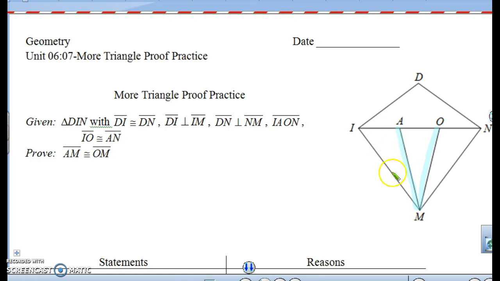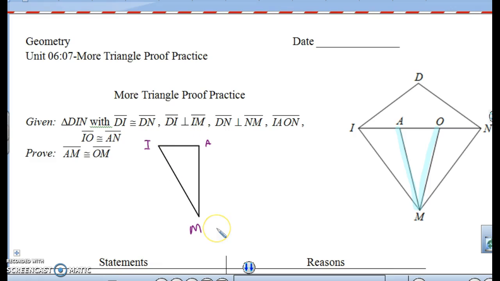Well, those two sides are part of the triangles IAM and NOM, or triangle IOM and NAM. So you can do either one. I'm going to do the two small triangles. I'm going to draw them separately over here so I can see exactly what I have and exactly what I need. All right, so here is the triangle IAM. It looks something like this. This is IAM.